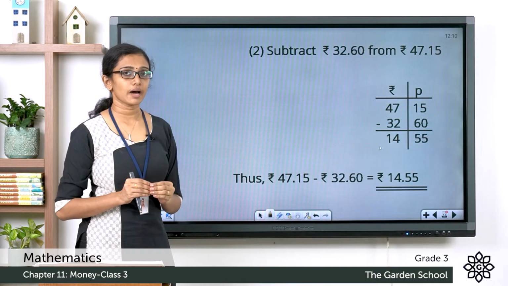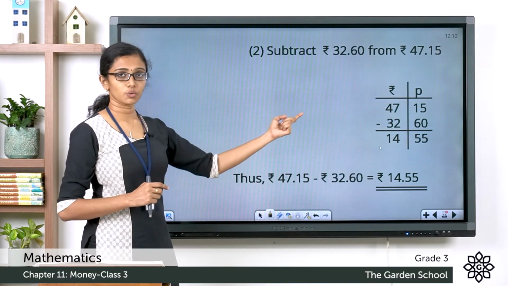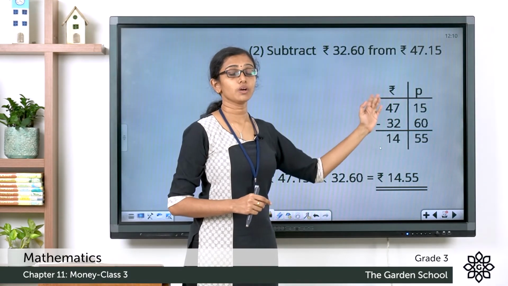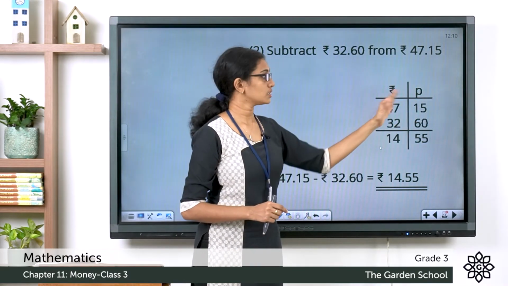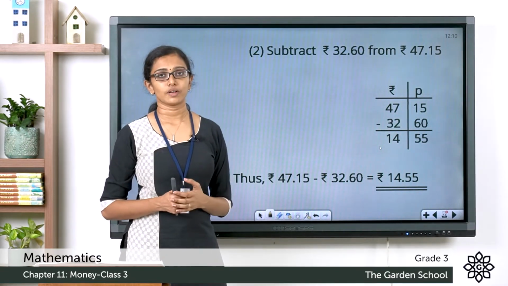So you just keep in mind that when you borrow 1 rupee from the rupee column and give it to the paise column, you are giving 1 rupee or 100 paise to the paise column. So keep that in your mind when you do the calculations.